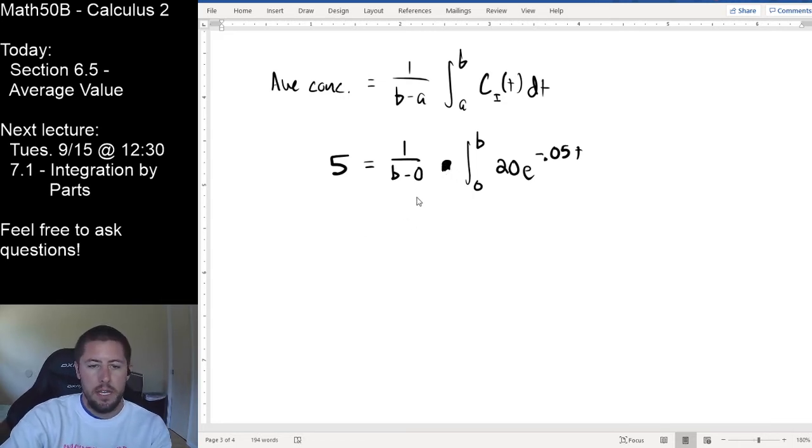So here's some things I'm seeing. One, this is just a constant multiple. So that's 1 over B. So I think my first move is, I mean, I'm trying to just do this integration over here. I'm going to multiply B over to the other side here. So it's 5B. I'm also going to take this 20 as a constant multiple, and I'm going to divide it to the other side. So 5 divided by 20 is 1/4. So I think 1/4 B equals this integral here.